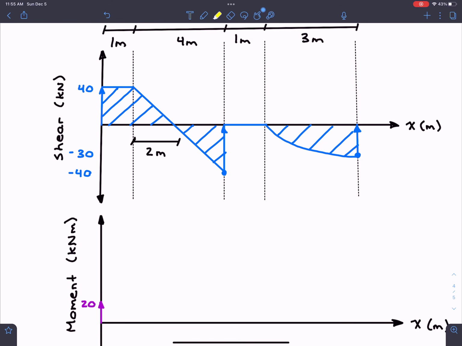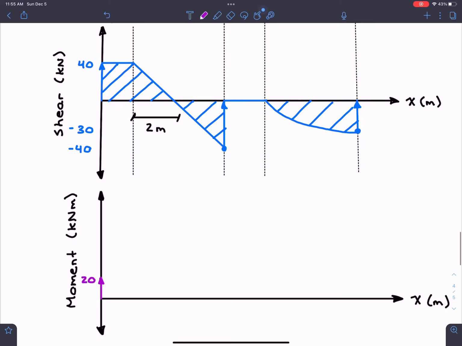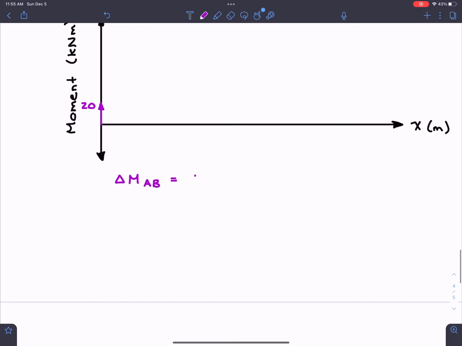So I'm going to go to highlighter here just so you guys can see. Our first area would be this area right here. As we can see, the height is going to be 40 and the base is going to be 1 meter. I'm going to keep erasing it or else I'm just going to have a real mess on my hands. Again, we know it's going to be 40 multiplied by 1, so this is going to be equal to 40.